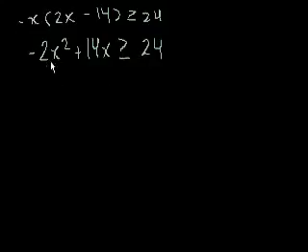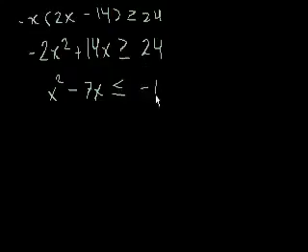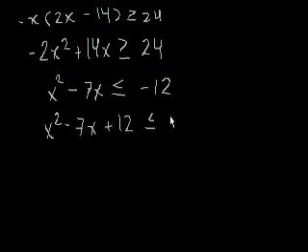I don't like any coefficient in front of my x squared term, so let's divide both sides of this equation by negative 2. So we get x squared, right, we divide by negative 2, minus 7x. And remember, when you divide by a negative number, you switch the direction of the inequality. So we're dividing by negative 2, so we switched it. We went from greater than or equal to less than or equal to. And then 24 divided by negative 2 is minus 12. And now we can just bring this minus 12 onto the left-hand side, add 12 to both sides. We get x squared minus 7x plus 12 is less than or equal to 0.